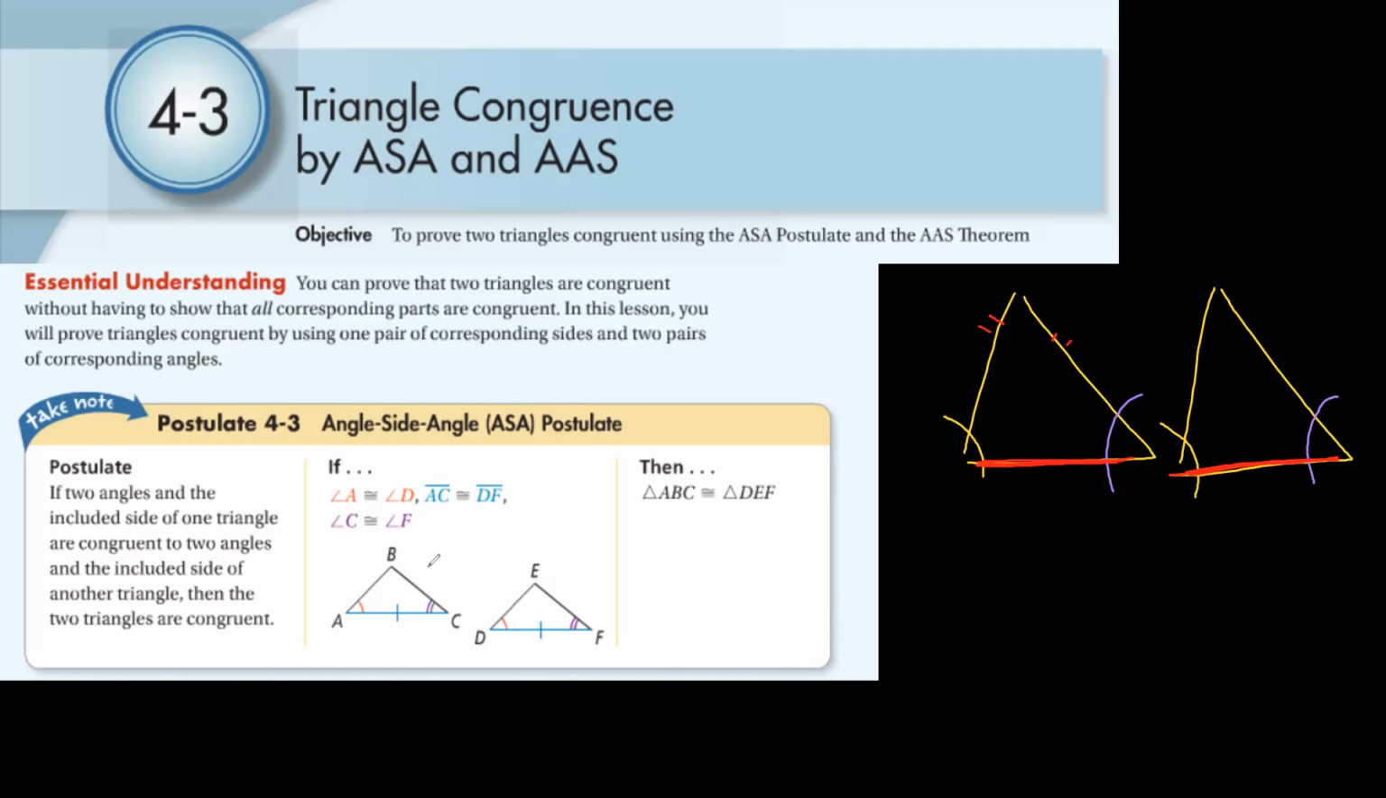As I told you in the previous lesson, we talked about SSS and SAS. There I needed at least two sides to say that two triangles are congruent. In this lesson, I now need at least two angles. If I have two angles that are congruent and the side between them, I can say that my triangles are congruent.